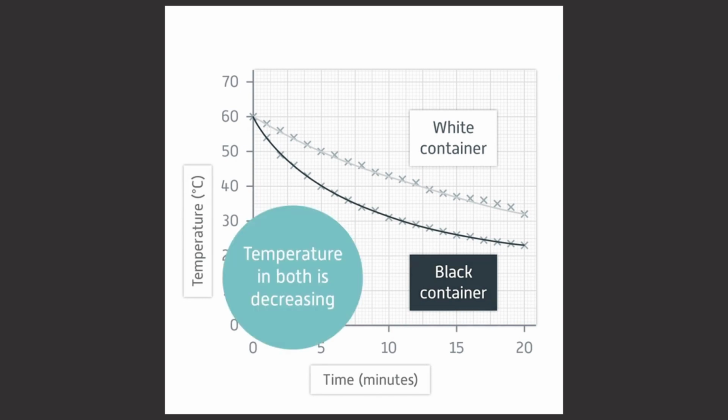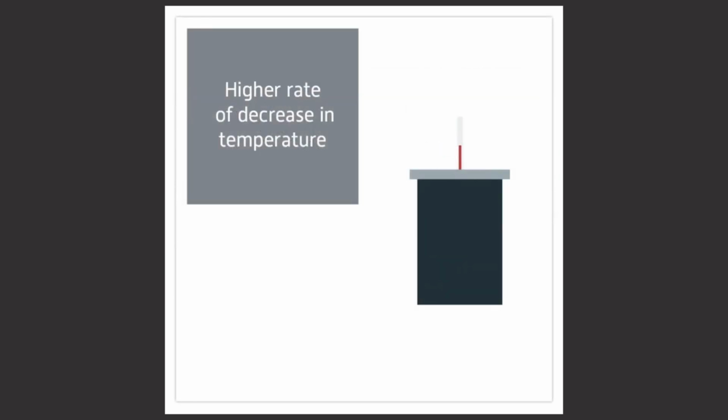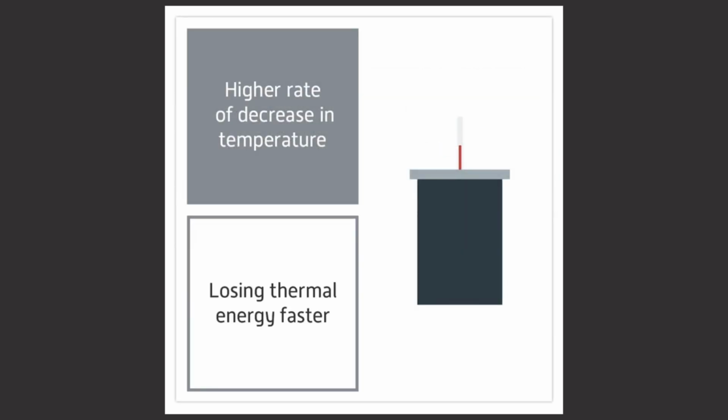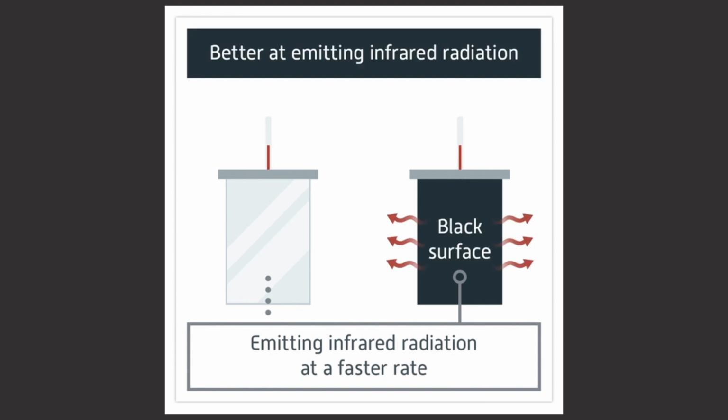The temperature of the water in both containers is decreasing. We can see that the cooling curve for the black can is much steeper. This shows that it has a higher rate of decrease in temperature, so is losing thermal energy faster. The black container is emitting infrared radiation at a faster rate than the white container. This is because the black surface is better at emitting infrared radiation than the white surface.